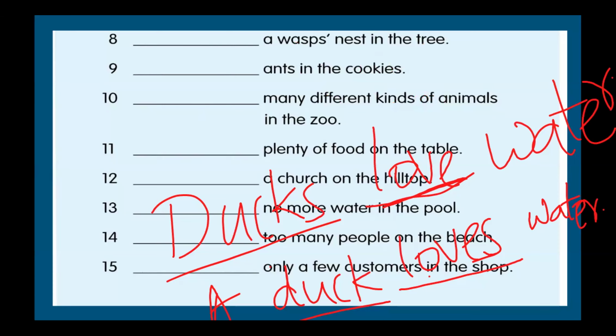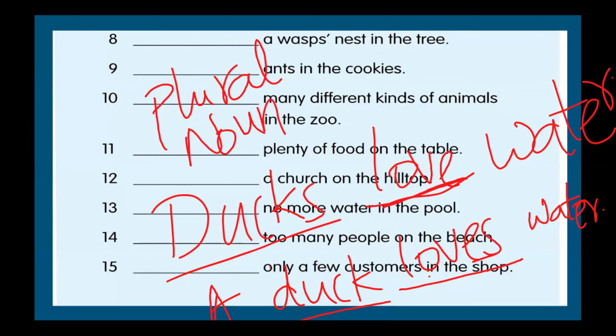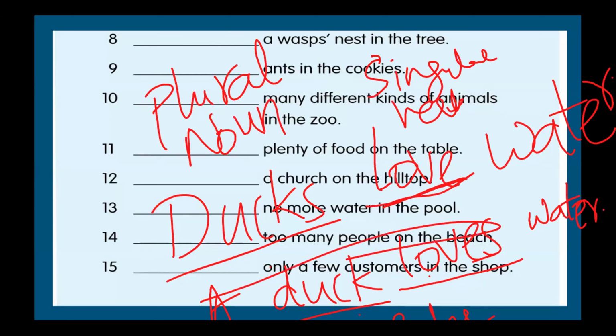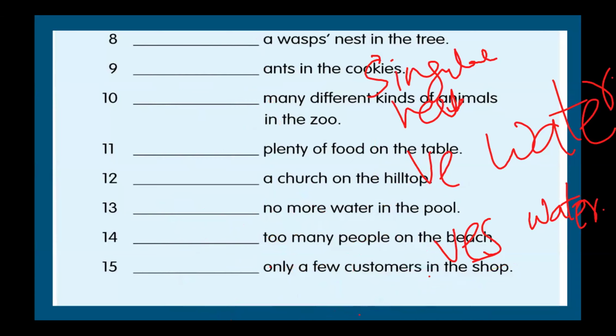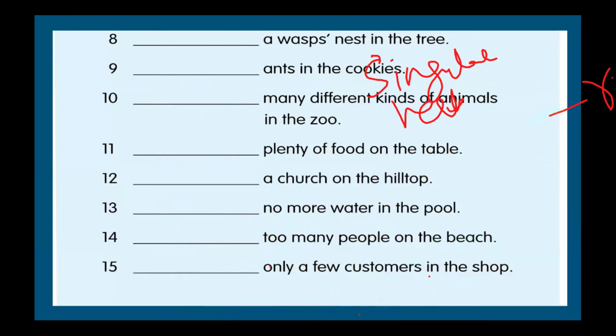What is ducks over here? Plural noun, sorry. Not a singular noun, plural noun. Okay, ducks are plural noun. And what is love over here? Singular verb. Yes, singular verb. And then a duck loves water. This is your singular noun. All right, so have you understood how the sentence is changing depending upon the noun and verb?